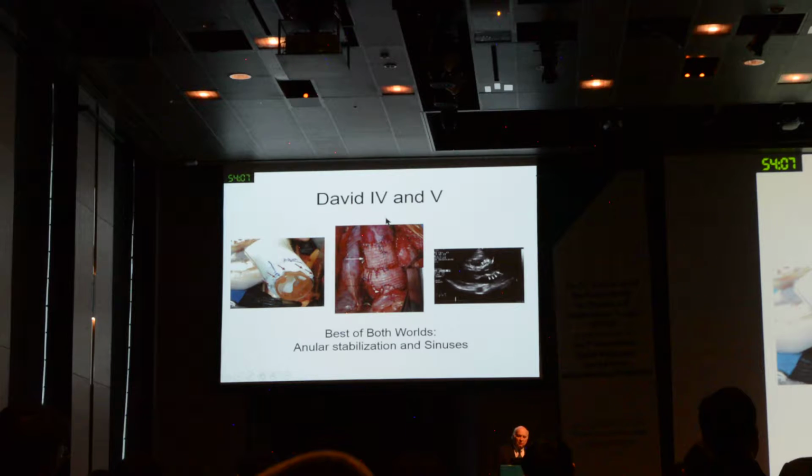The David 4 was an operation that would take a reimplantation with a large graft, but plicate it at the base and at the sinotubular junction to recreate the sinuses, but provide annular stabilization. This involved a lot of plicating sutures at the top of the sinus and at the bottom. But this was made easier then by taking 2 separate grafts, a larger one for the sinus and a smaller one for the tubular part, and this became the so-called David 5, or the Stanford modification of this.